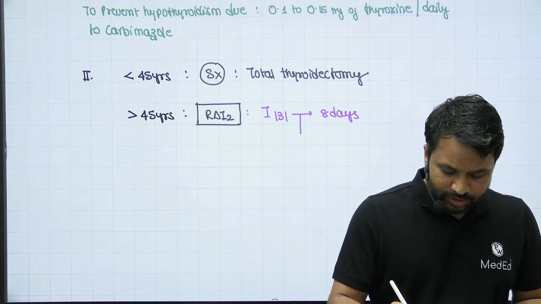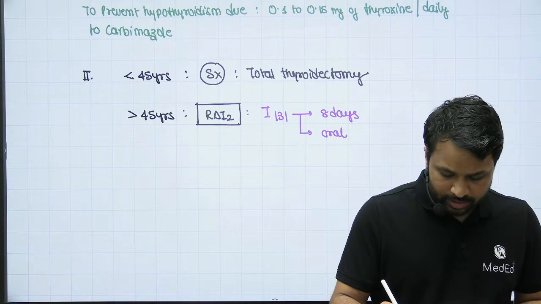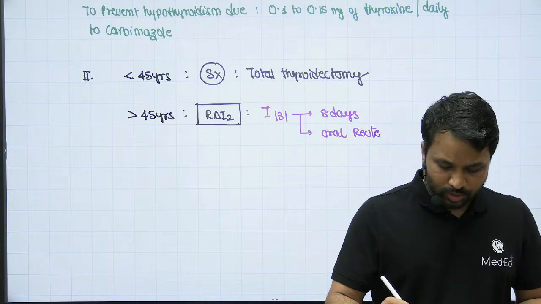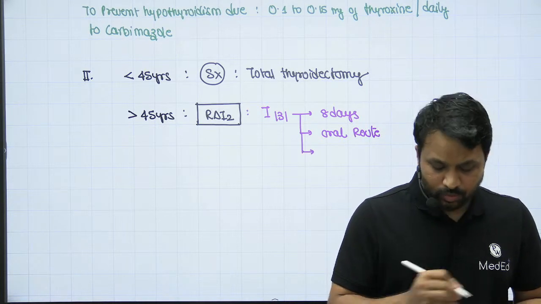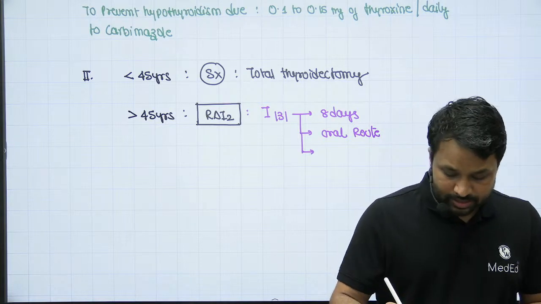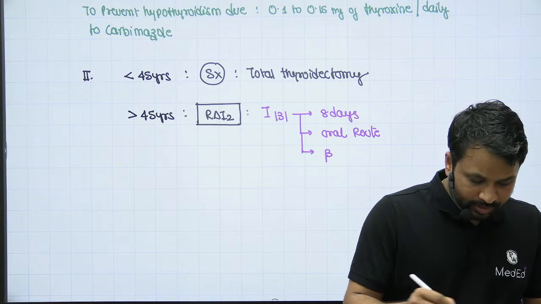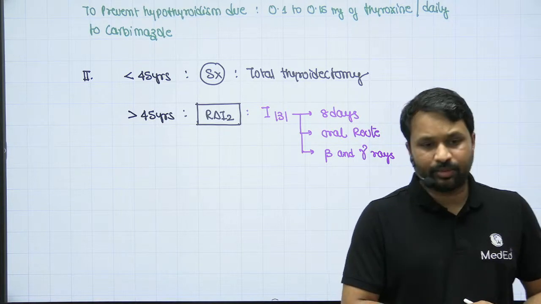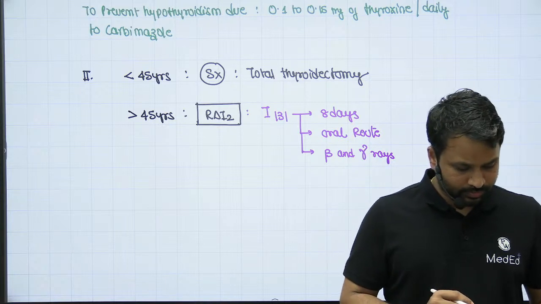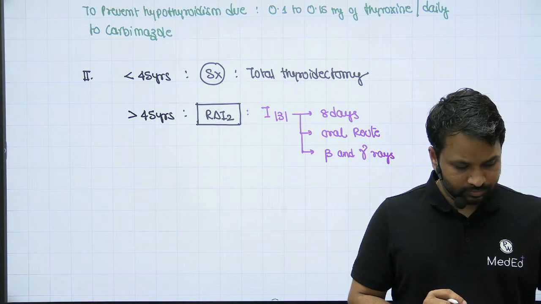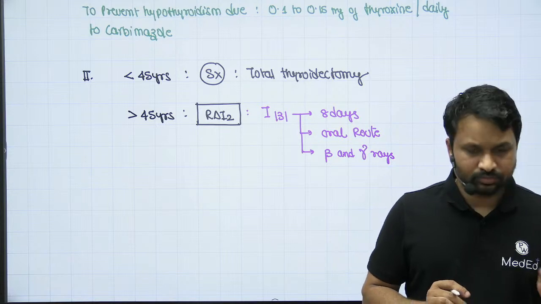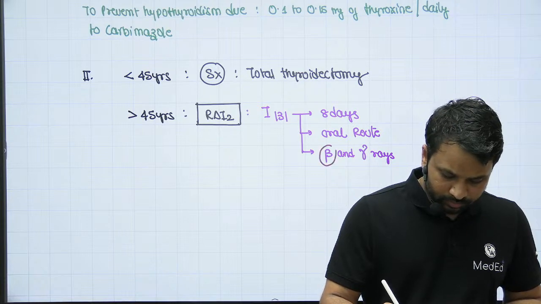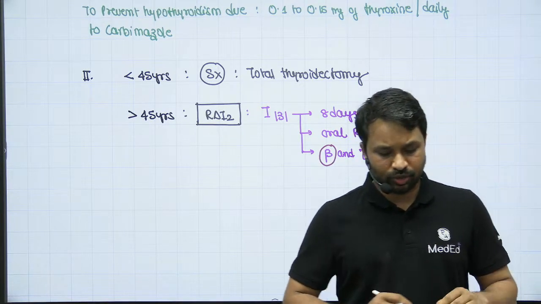Again, the route of administration for iodine 131 is going to be the oral route. And the last question, what is the radiation that it is going to emit? It is going to emit both beta as well as gamma rays. Clear? Now, it is the beta rays that are going to cause the destruction of the gland per se.